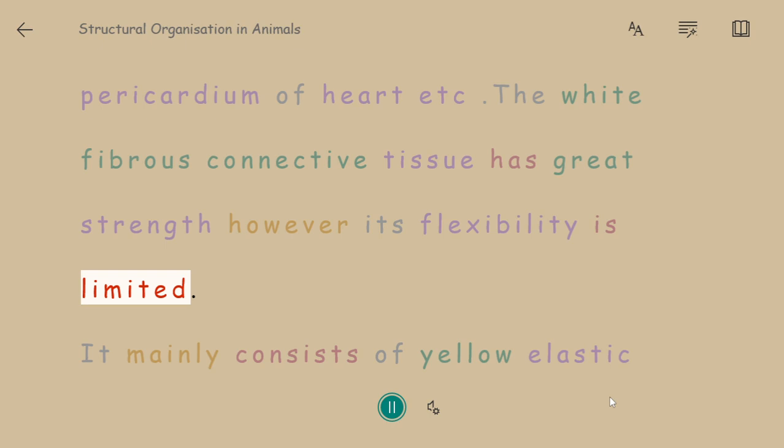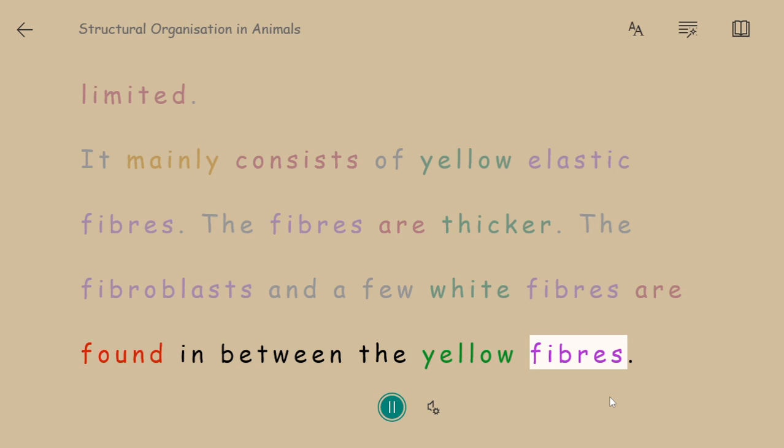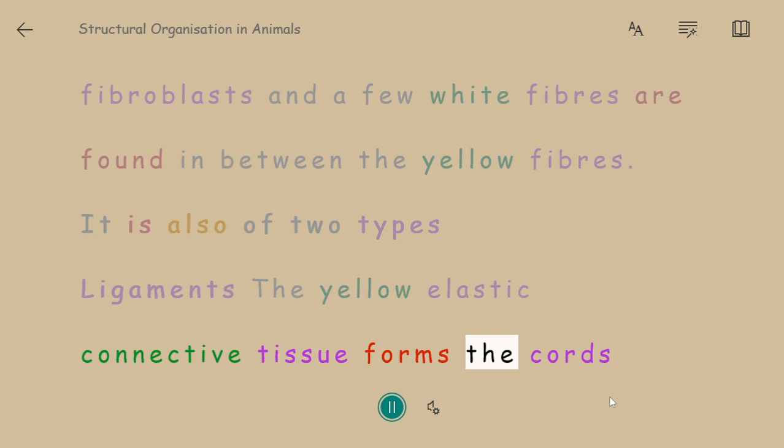Yellow elastic connective tissue. It mainly consists of yellow elastic fibers. The fibers are thicker. The fibroblasts and a few white fibers are found in between the yellow fibers. It is also of two types. Ligaments. The yellow elastic connective tissue forms the cords called ligaments. These join bones to bones.